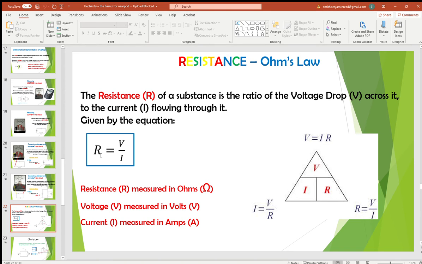Or what we can do is multiply both sides by current, divide both sides by resistance, and then you get this guy. Current equals voltage divided by resistance. So there are 3 different ways you can rearrange the same formula.